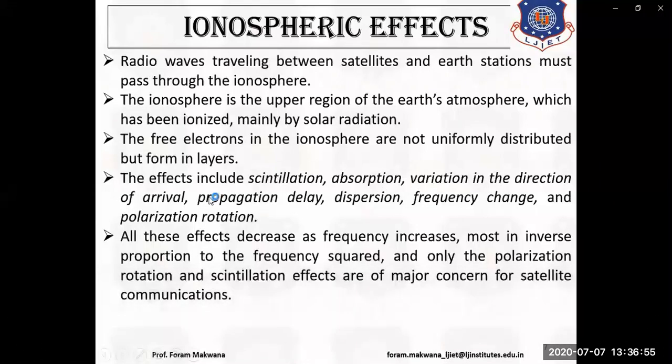Third, variation in direction of arrival. That means the signal will arrive at a specific point at different intervals. Propagation delay. Dispersion means a broadening of the pulse, and a change in the frequency and the polarization. Polarization means the orientation of the wave, right? So all these effects decrease as the frequency is increased.